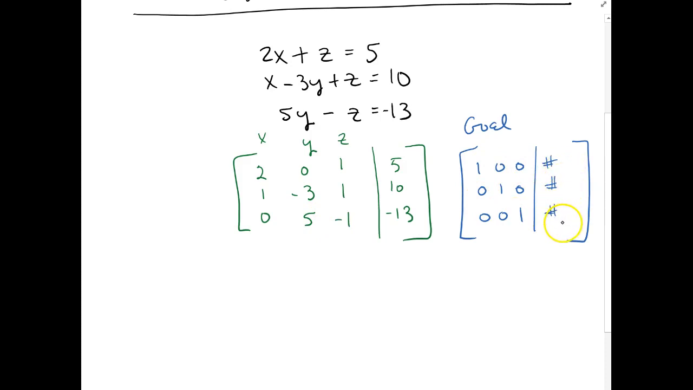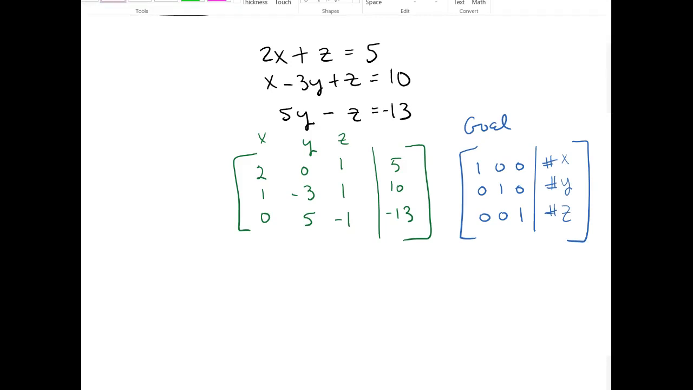I know the top number is going to be my x because that was the first thing I listed here. The second number is going to be my y because it was the second column, and the third number here is going to be my z because that's how I listed the third thing. So that is the goal. Now, how do you make this happen?